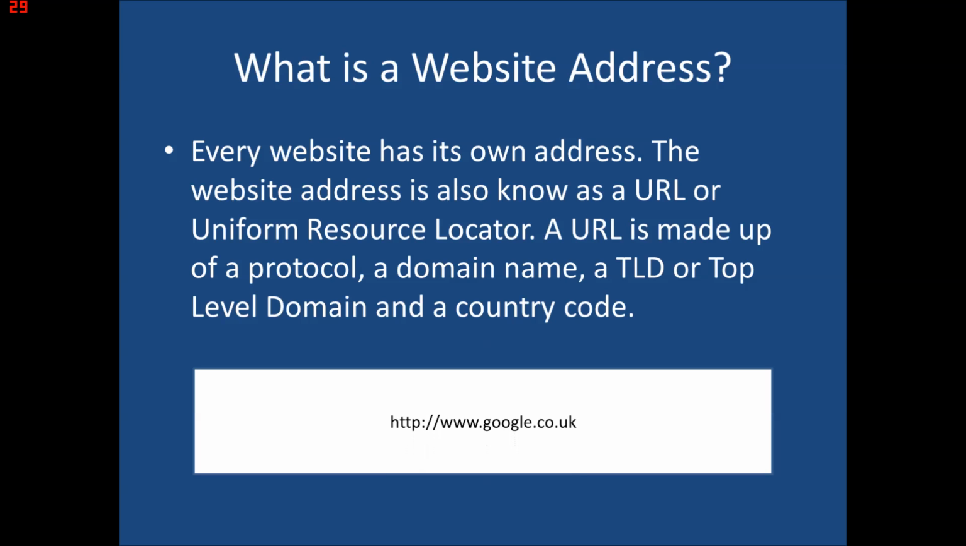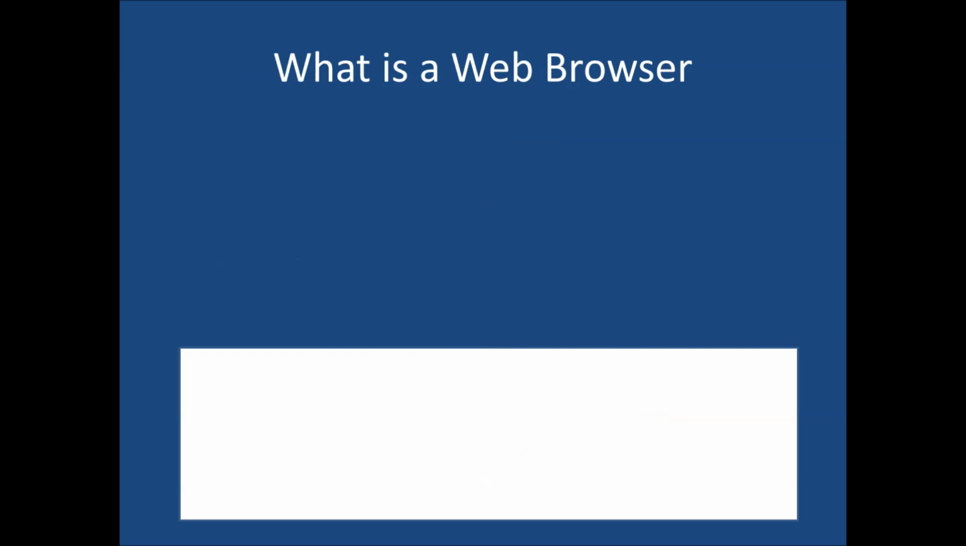But here we've got a link. It should be HTTPS now, but oh well, we've got Google there. .co.uk because I'm in England, the United Kingdom. So the HTTP or HTTPS is the protocol. We've got the domain name, which is Google. You've got your TLD .co and the country code, UK. Simple enough? Yeah.